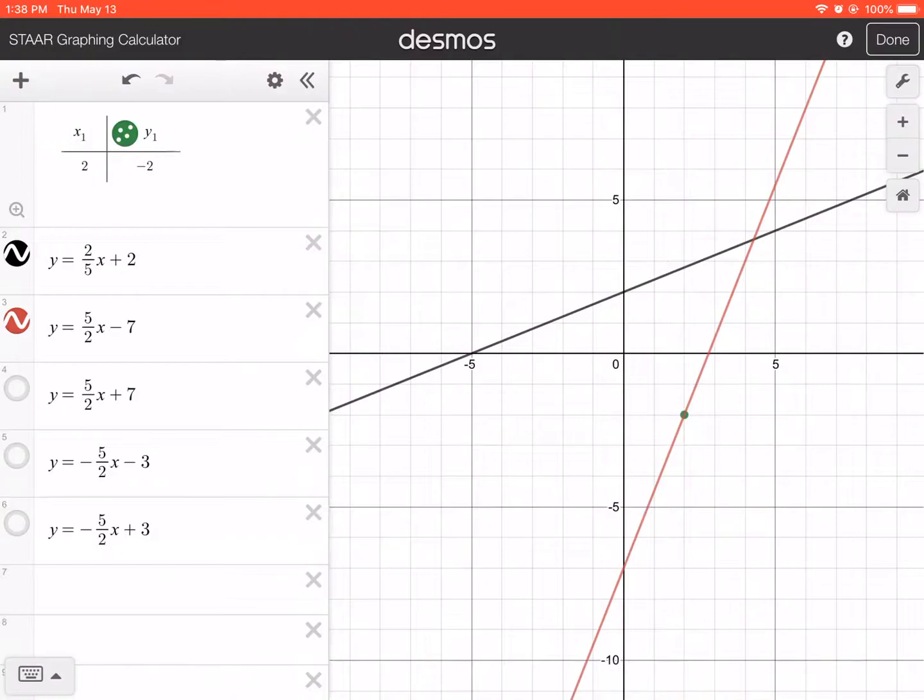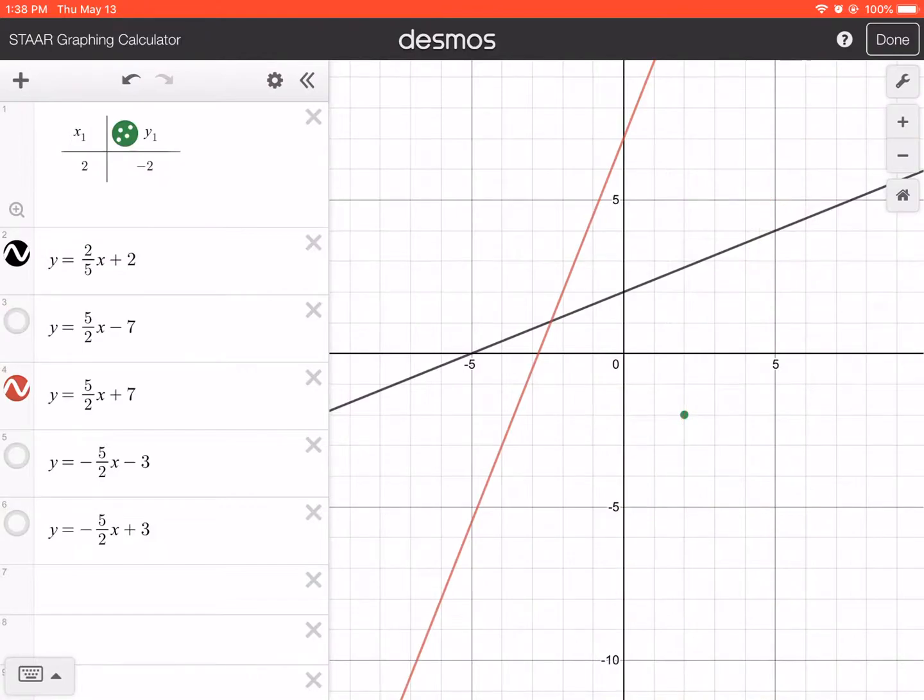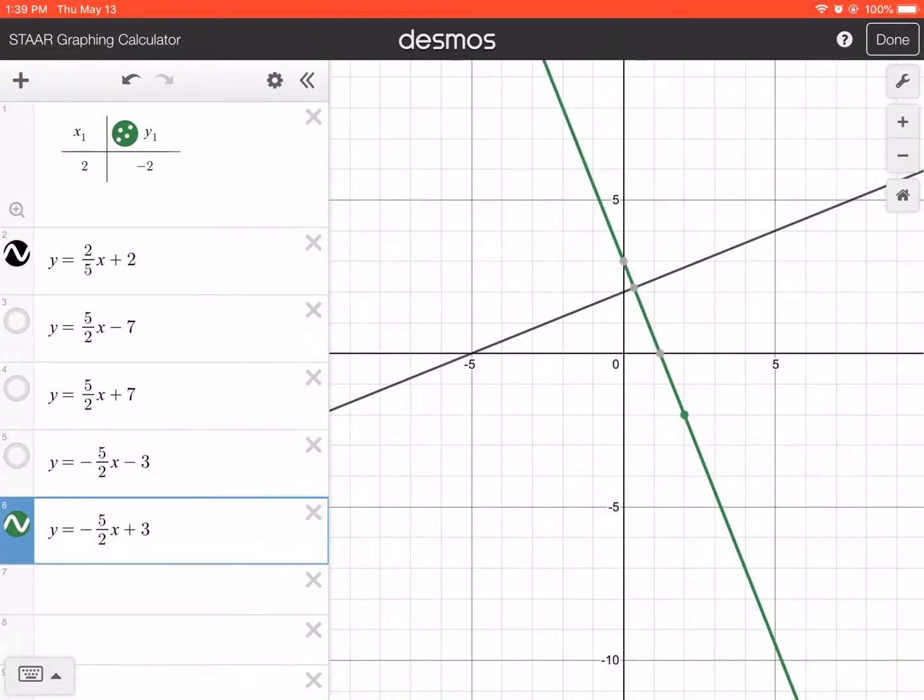Okay, so this one goes through this dot right here, so that's a possibility that it's an answer. Okay, this one right here, the second one, doesn't. So we know that one's not going to be right. That one is not correct. And then this last one on our list also goes through the dot. So we're comparing these two. Which one is correct? Which one is going to be perpendicular?